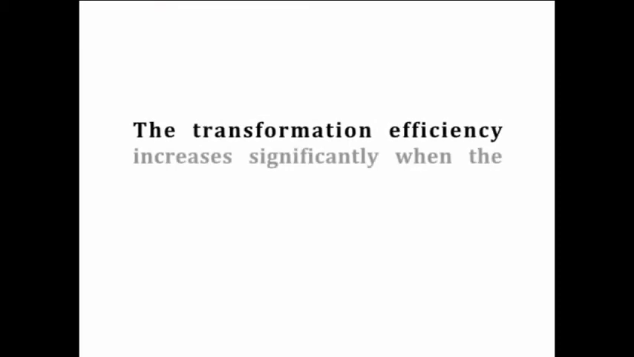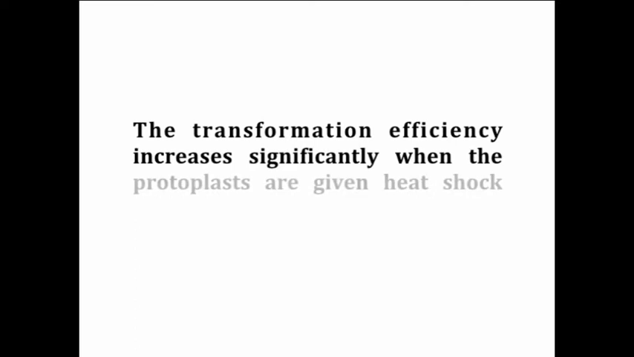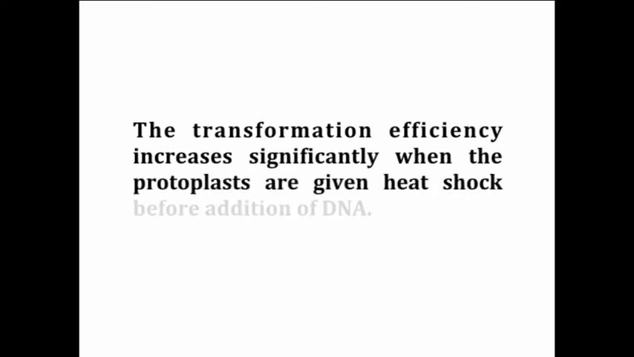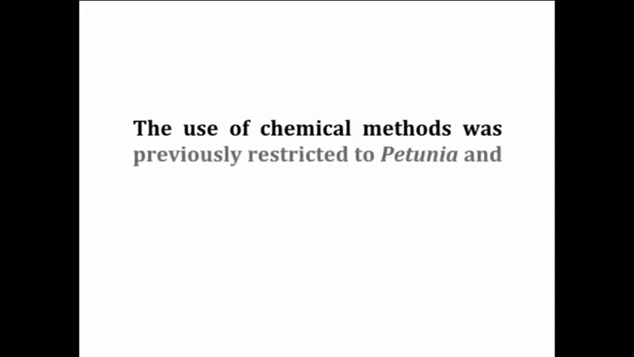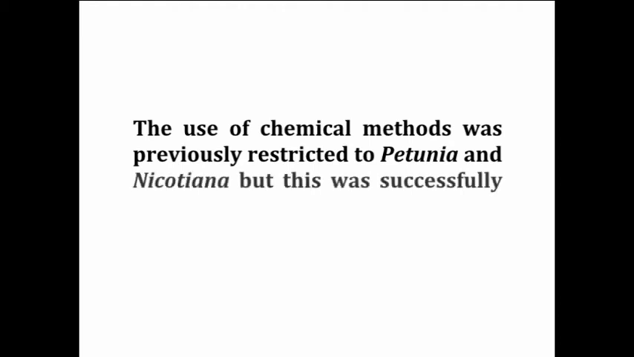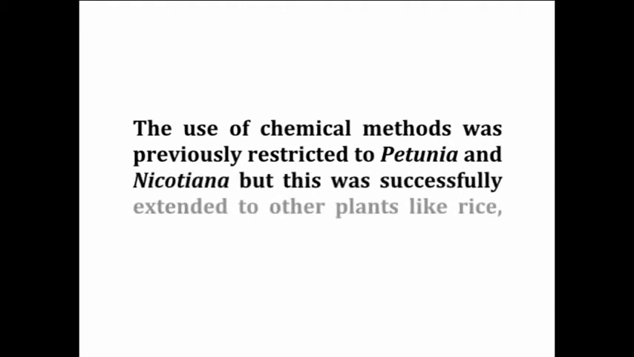The transformation efficiency increases significantly when the protoplasts are given heat shock before addition of DNA. The use of chemical methods was previously restricted to Petunia and Nicotiana, but this was successfully extended to other plants like rice, maize, and wheat.